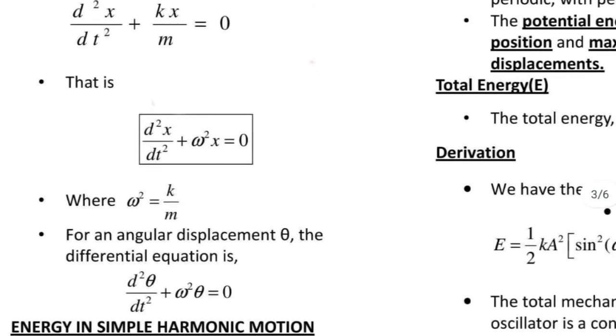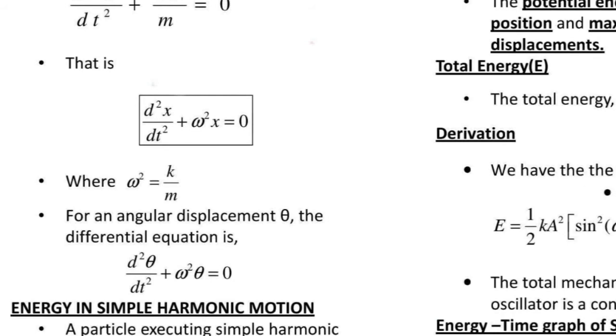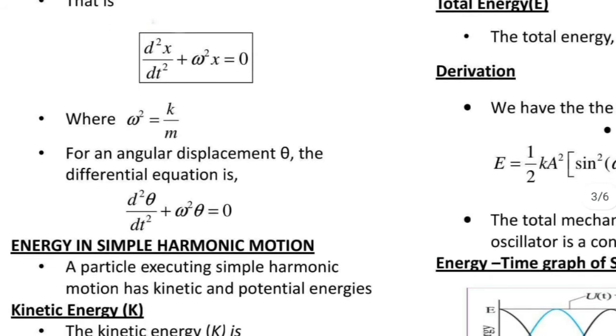If we have angular displacement as theta, the differential equation takes the form d square theta by dt square plus omega square theta equal to 0. This is a very important equation. Next year also we need this equation. So keep in mind the differential equation which represents a simple harmonic motion is d square x by dt square plus omega square x equal to 0.